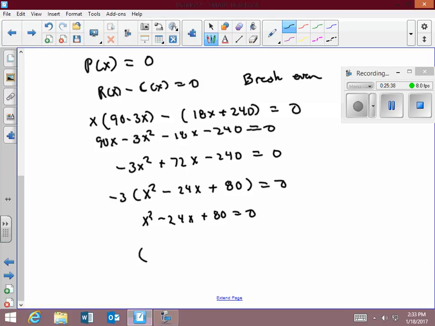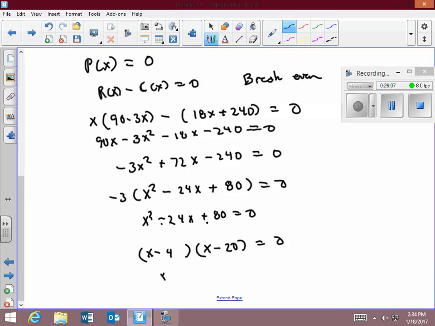So if I factor that, what two numbers times itself, this is x, and this is x. That's a plus, that says same sign, and they both have to be minus, right? What two numbers times itself is 80, whose sum is 24? 4 and 20. Okay, 4 and 20, so it doesn't make any difference where I put that, right?